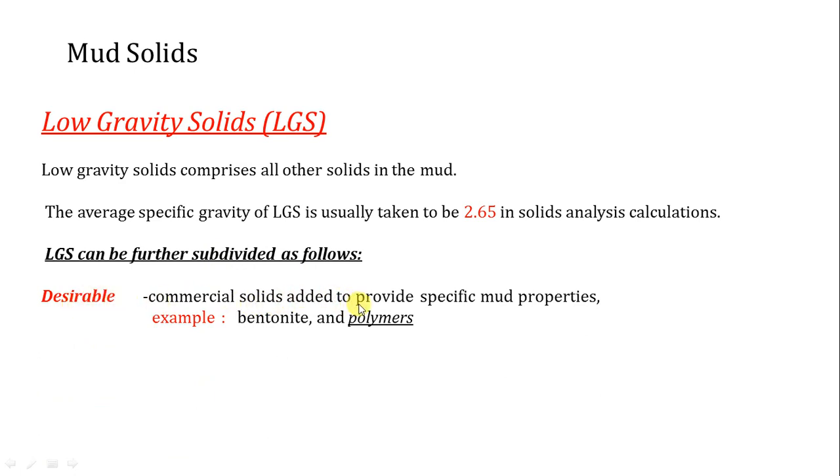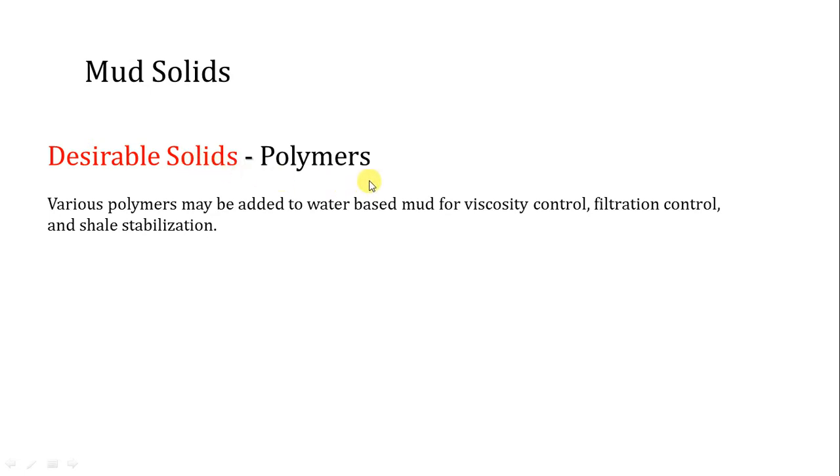The desirable are the commercial solids added to provide specific mud properties, like the bentonite, like the polymers, like all the chemicals which make good functions in the mud. And the undesirable are the drilled solids, which are the solids that come from drilling. Here we should distinguish between the cuttings and the solids. Cuttings can be separated by the shale shaker. They have big volume, but the solids are too much, and some are dissolved and others are not dissolved. So we have to take care of this.